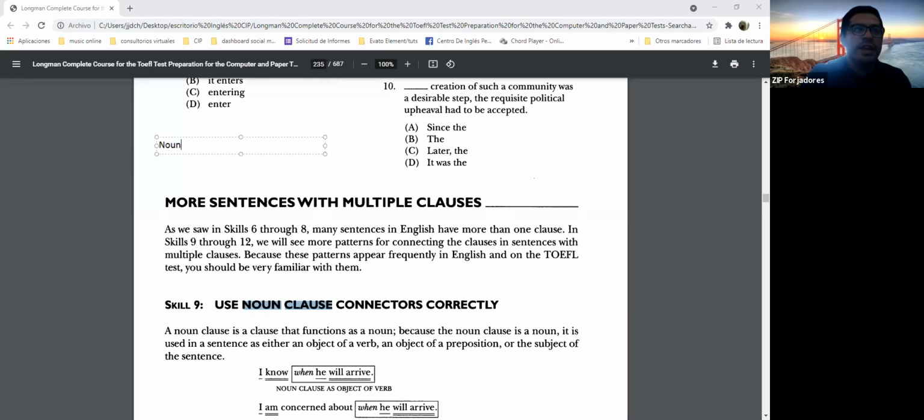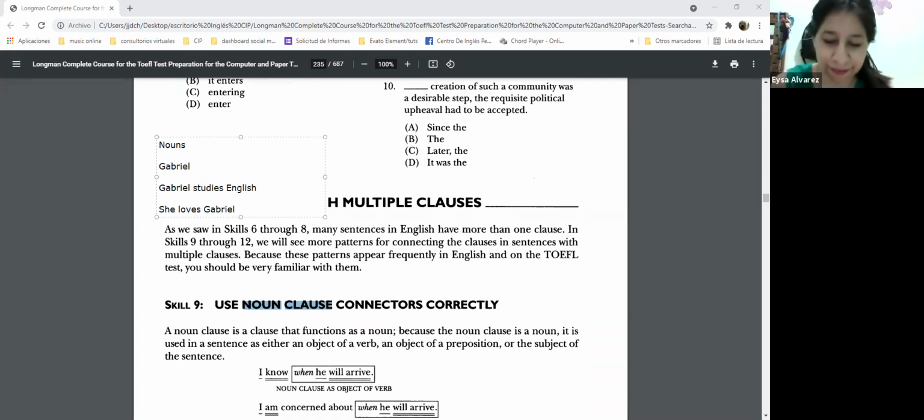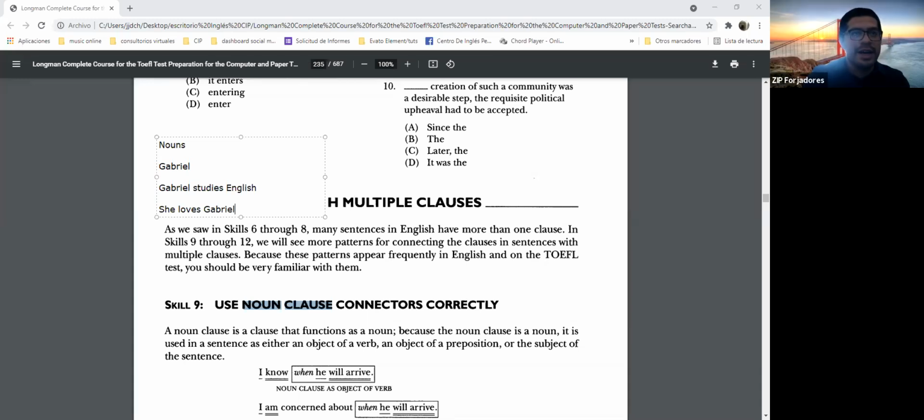So nouns, for example, Gabriel. You can use it as the subject of the sentence. For example, Gabriel studies English, all right? This is the subject of the sentence. Also, you can use it as the object of the verb. For example, she loves Gabriel. In this case, Gabriel is not the subject, it is the object of the sentence, and the subject is she. Because it's a noun, remember.